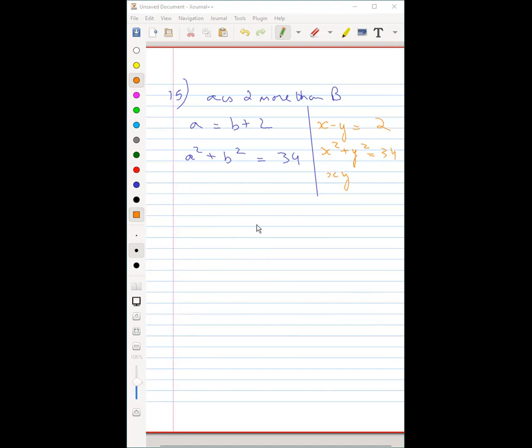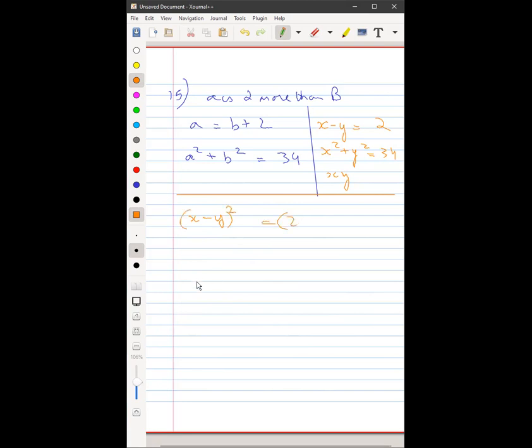What identity did you use over here? Sir, I just wrote x minus y squared as x squared plus y squared minus 2xy. So you took this as squared and squared. Okay, then you did x squared minus y squared minus 2xy is equal to 4. No, sorry, sir, it will be plus. Yeah, plus. And then you can solve it this way also, correct? That's also fine. I've done the same thing. Even this method is fine. No problem at all.